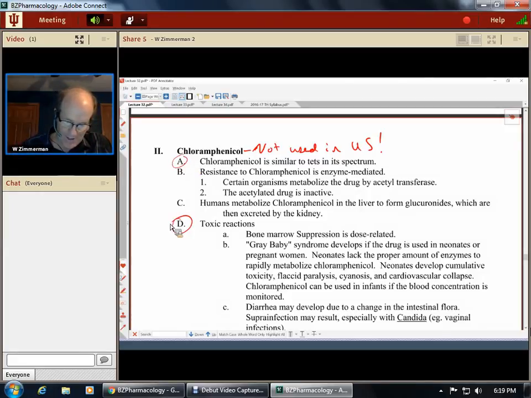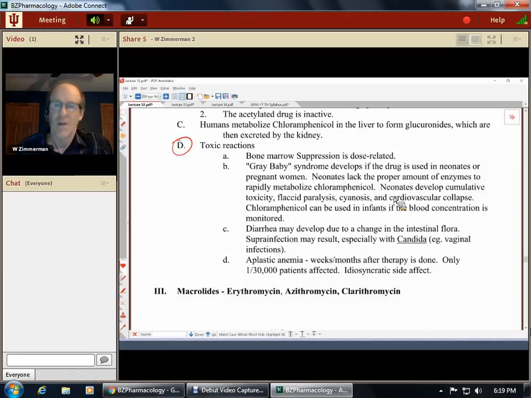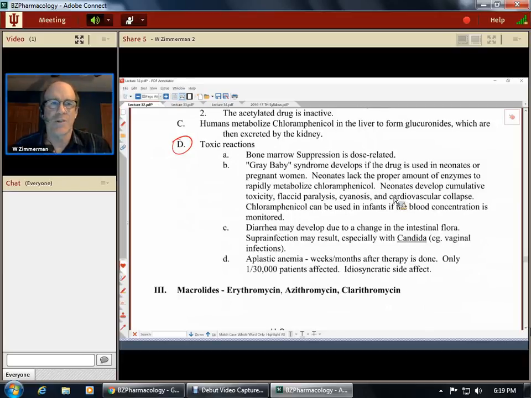Or its toxic reactions. You might think bone marrow suppression is one that I really care about. I don't. Gray baby syndrome develops if the drug is used in neonates or in pregnant women. The neonate can't metabolize the drug, and they'll develop an accumulation of it, and they'll get a paralysis, a cyanosis, and it can be quite awful. So we don't use it there. But this is really the big reason we don't use it. So I would say know those 2 side effects.